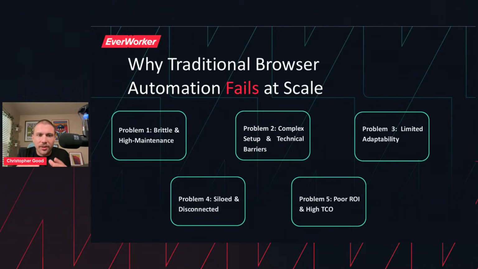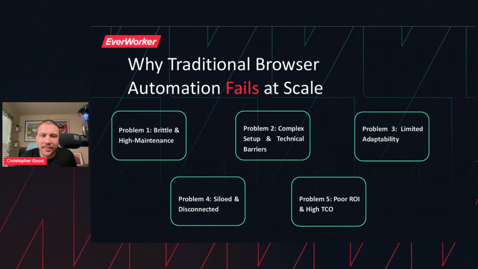Why do these traditional approaches fail so consistently? I'd say there are 5 fatal flaws that make legacy browser automation unsuitable for modern business needs. First, it's brittle and high maintenance. Traditional browser automation breaks every time there's a UI update, a website change, or even a different screen resolution. It requires constant developer intervention just to keep the basic functionality working.